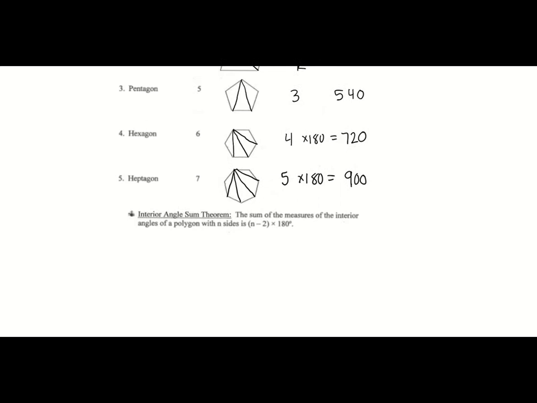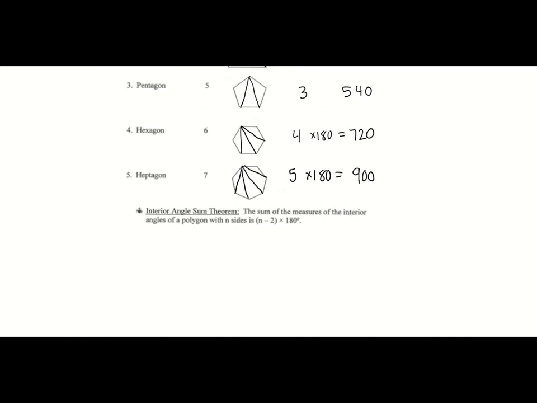So we could keep going to figure out all the different sides of these figures and figure out the interior angles, or we could find the pattern and recognize that there is an interior angle sum theorem, and we can use this equation, n minus 2 times 180, where n is our number of sides. This is going to give us the sum of the interior angles of a polygon. So let's test it out with a few examples.